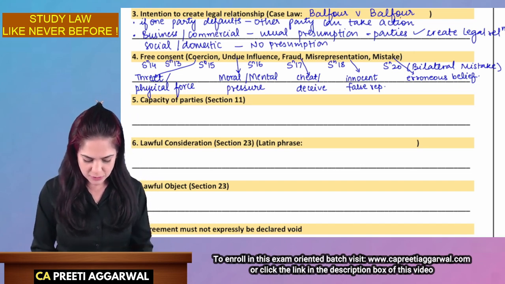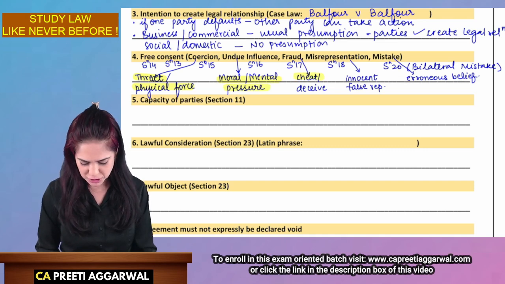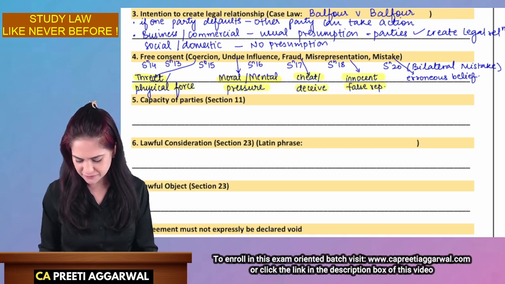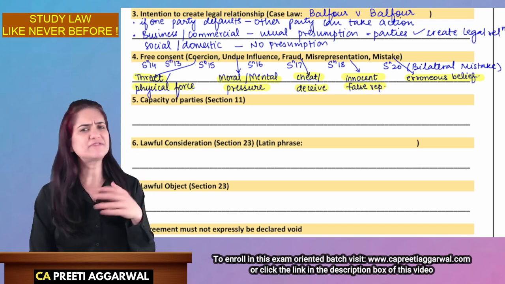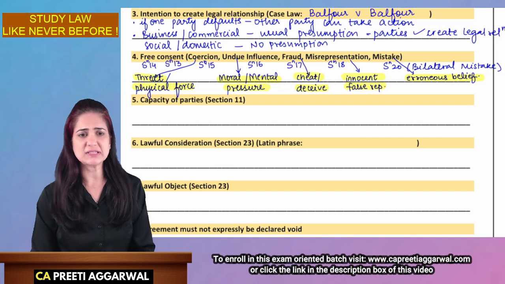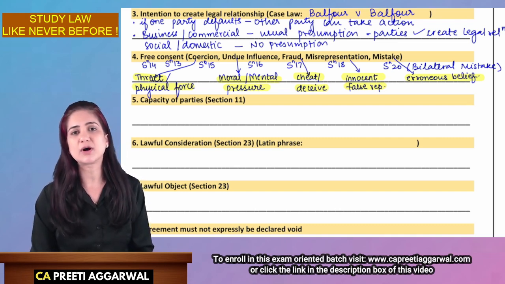So these are my keywords. Coercion: threat or physical force. Undue influence: moral or mental pressure. Fraud: cheating, deceiving. Misrepresentation: innocent, false representation. Mistake: erroneous belief. These are my keywords. If something is asked on these concepts in the exam, you have to include these words in your answer.